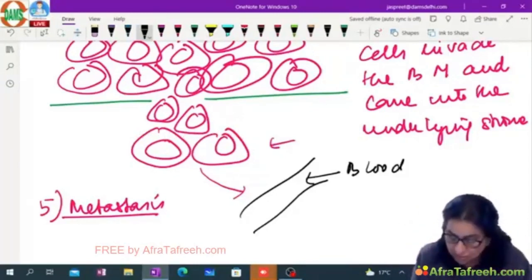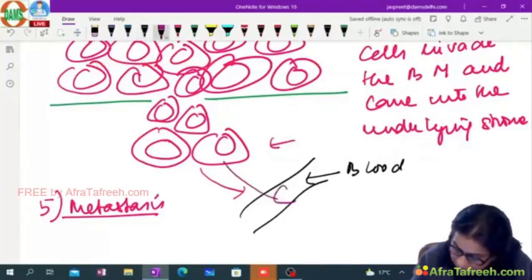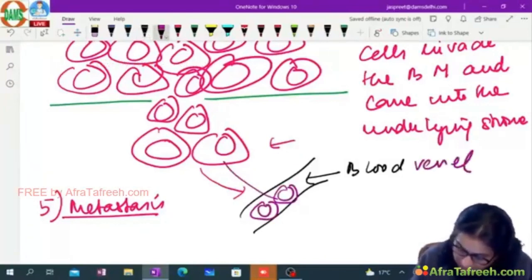And then in the underlying stroma, there are blood vessels. So now these malignant or dysplastic cells will enter into the blood vessels. They will enter into the blood vessel. So this is a blood vessel here, and say this is a lymphatic here.